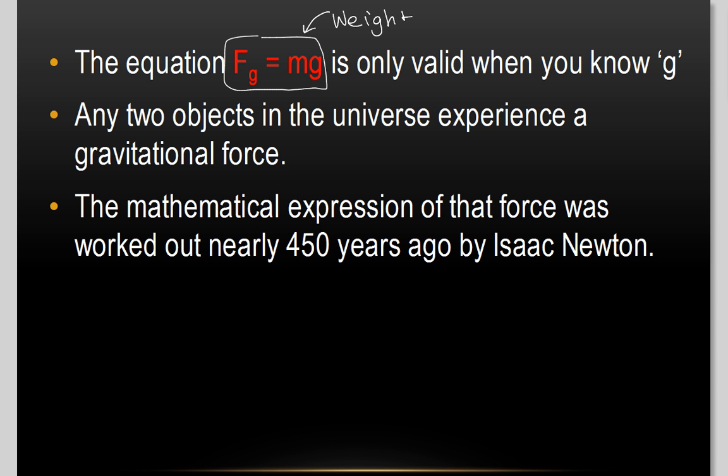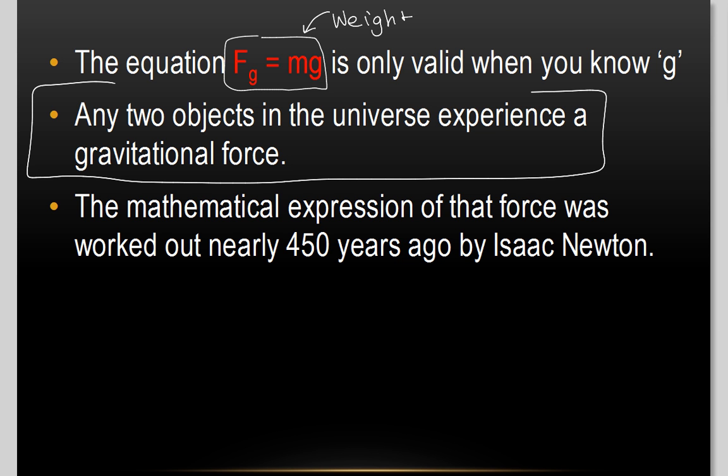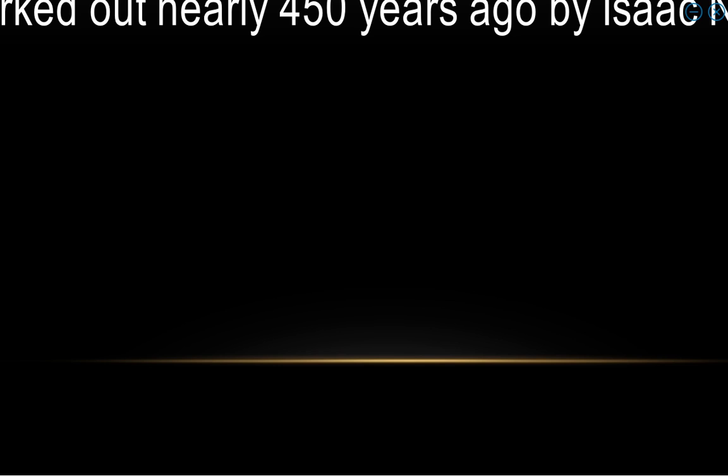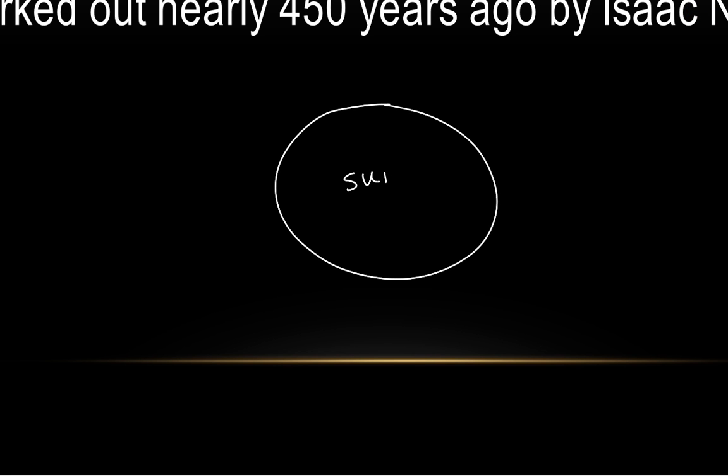any two objects in the universe experience a gravitational force. This bullet here is probably something that might be new to you. This was actually derived by Newton 450 years ago, which is absolutely just wild. And what we can do here is just draw a picture. So this might seem like a new idea to you, but probably not.